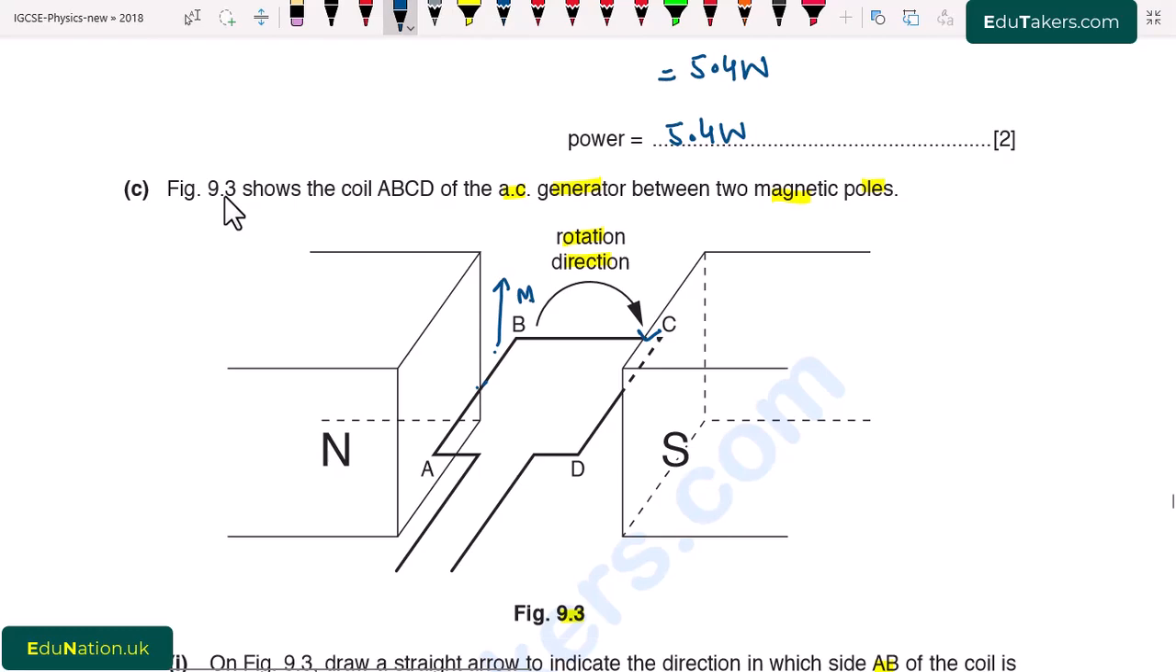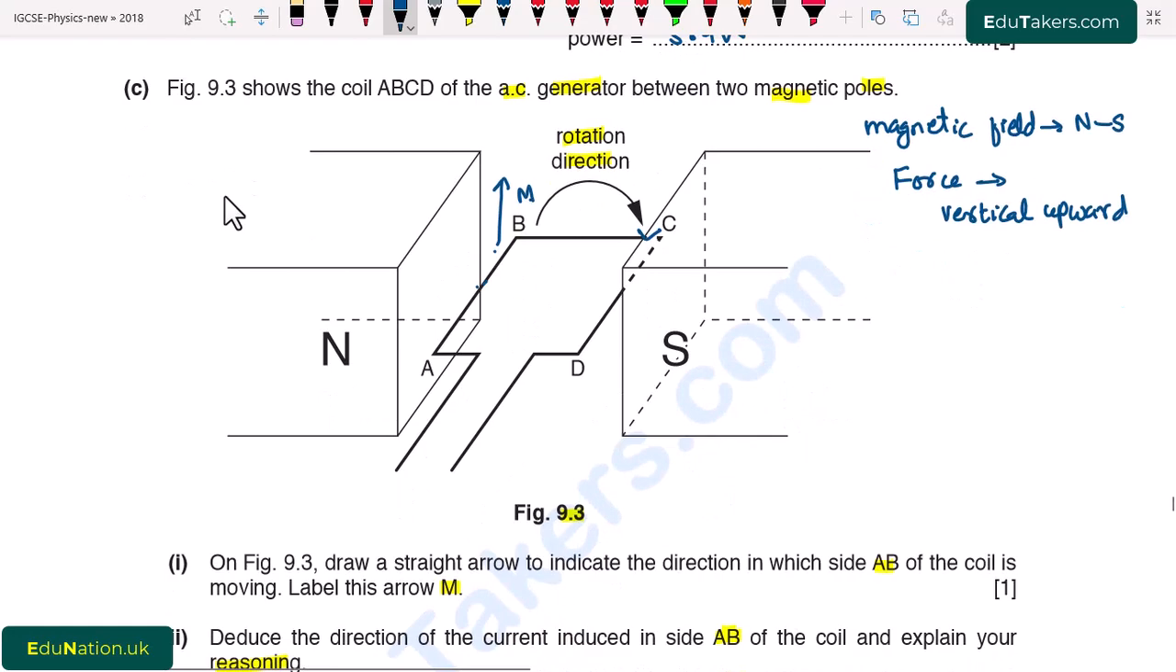So here we can see that the magnetic field direction is from north to south, and the force acting here is vertically upward. And we have to find out the direction of current flow. By using Fleming's left hand rule, I can find out the direction of flow of current. I write here Fleming's left hand rule.